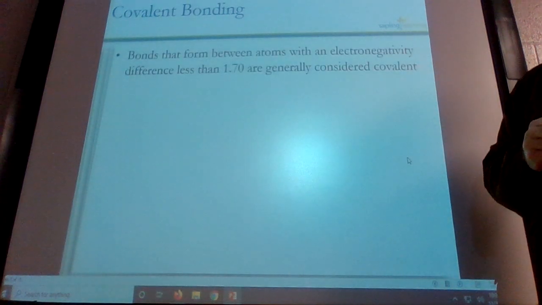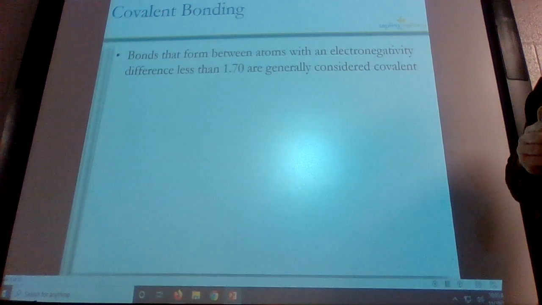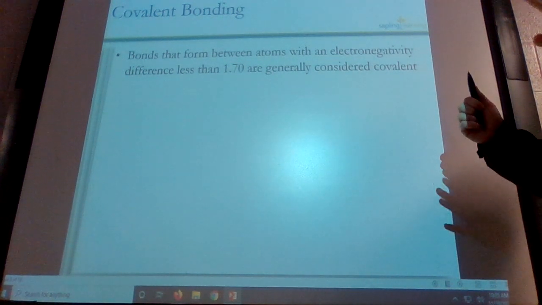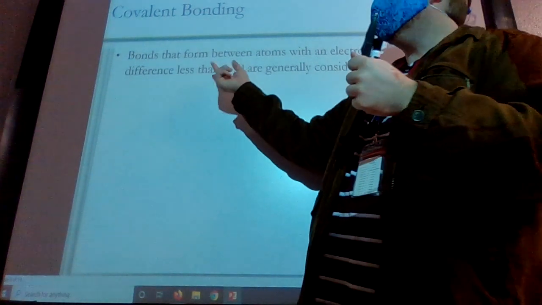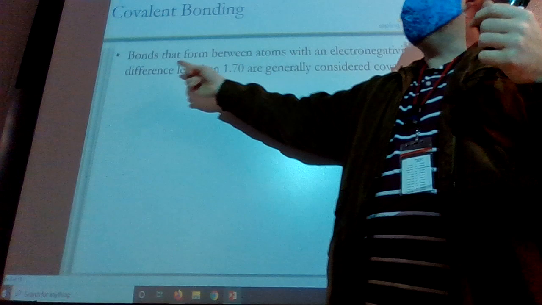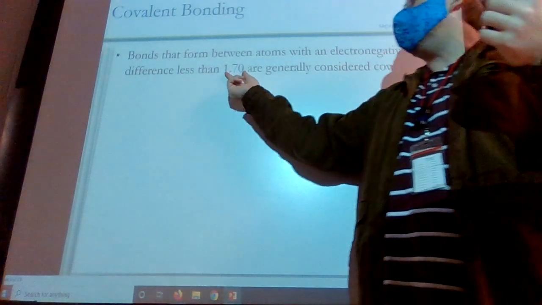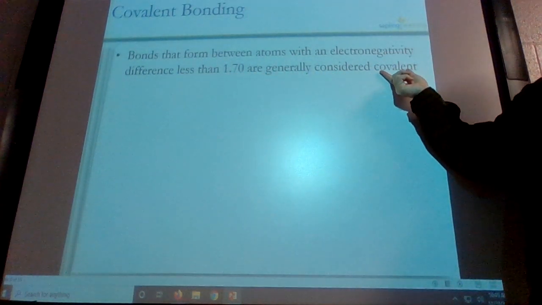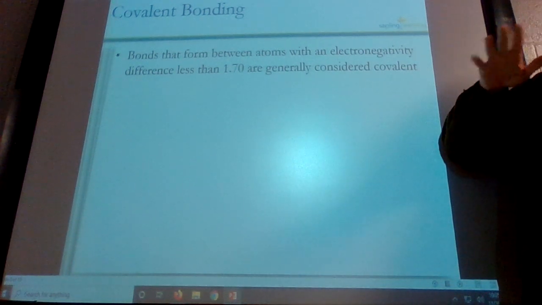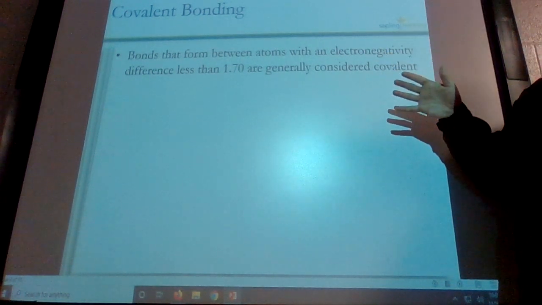Now, covalent is different. Covalent, you're actually sharing electrons in between the atoms. And I showed you a little bit of that before. They talk about the charge difference or the electronegativity difference. If the difference is less than 1.7, they're generally considered covalent. So if you have a small difference between your numbers, they're going to be a covalent bond, and they're going to have to share electrons.